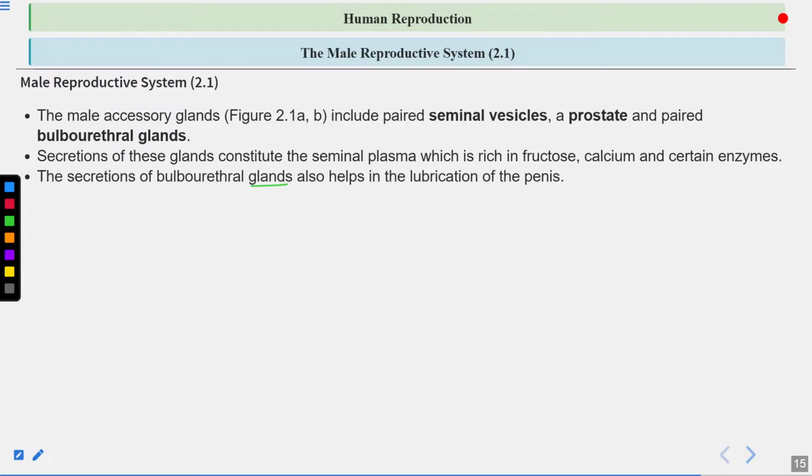Now, secretion of bulbourethral glands also helps in lubrication of the penis. It helps in the lubrication of the urethra, or you can say the penis. It also neutralizes the acidity.